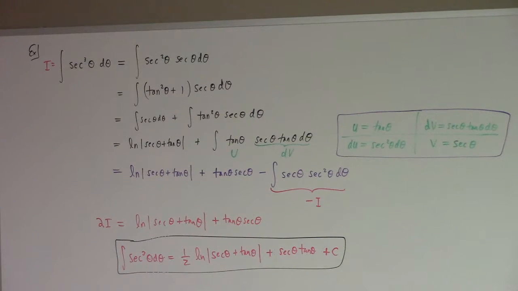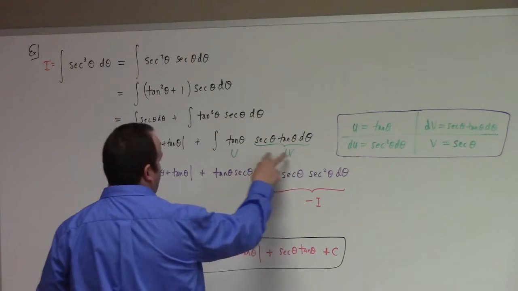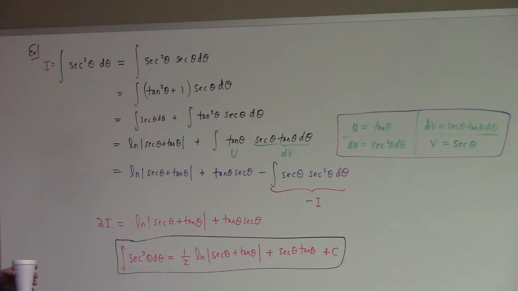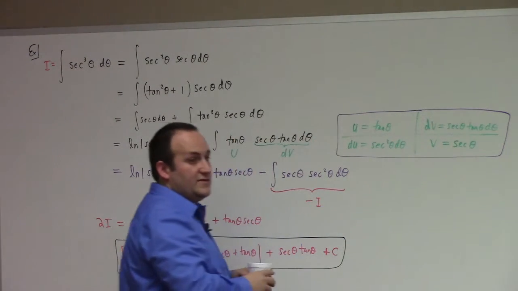what happens, right, is that we get back where we started. See, if I let u equal tangent theta and dv secant theta d theta, well, du is secant squared theta d theta, right? And if v is secant tangent, then v is secant, because the integral of secant tangent is secant.